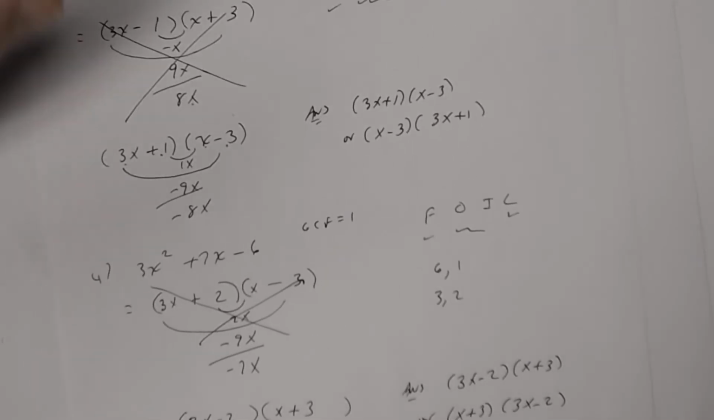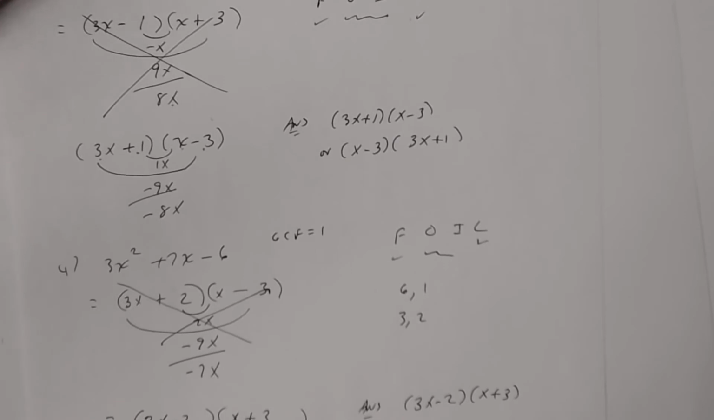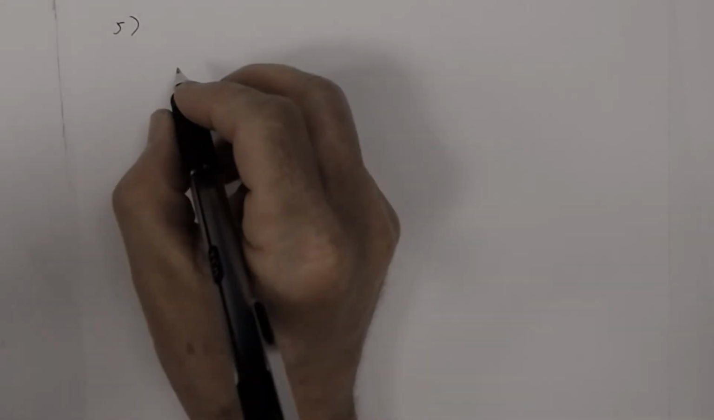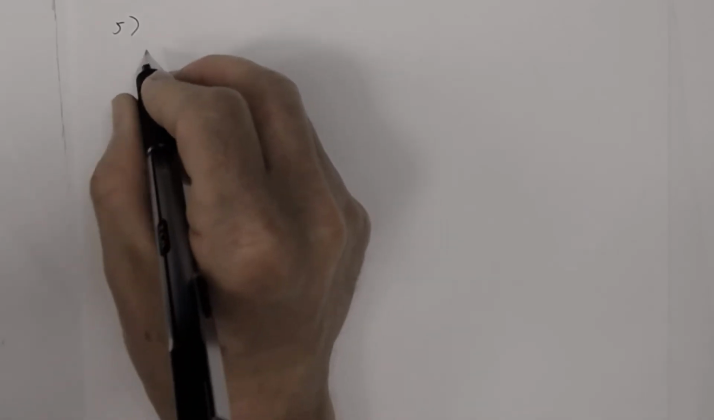Number 5. So let's do number 5. Let's suppose in number 5, I had this problem. I'll go ahead and write this here. Let's suppose number 5, we have 4z.